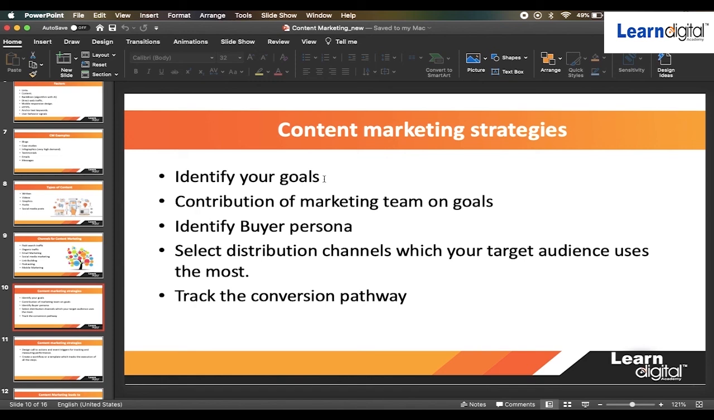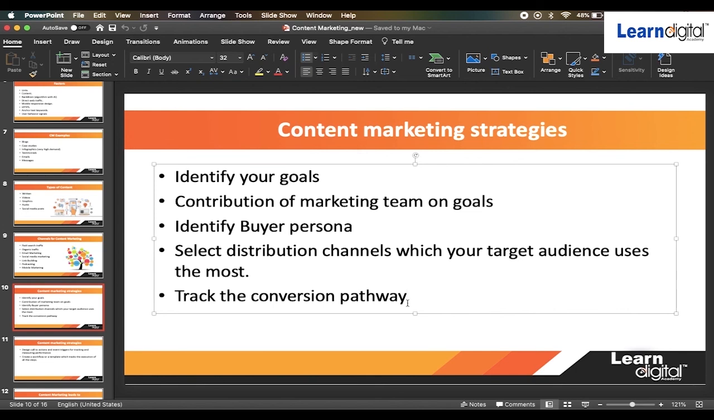Select the distribution channels which your target audience uses the most. Now, if I get to know that my audience is more available on, say, I have a good subscription list. Let's say I have 50,000 subscribers, and they all are interested in having a healthy diet. I'll rely upon that channel a lot, rather than just going to social media and shooting an arrow in the dark. I would not say that it is not preferred at all. Certainly it is, but I'll focus more upon these 50,000 subscribers because they are loyal to my content.